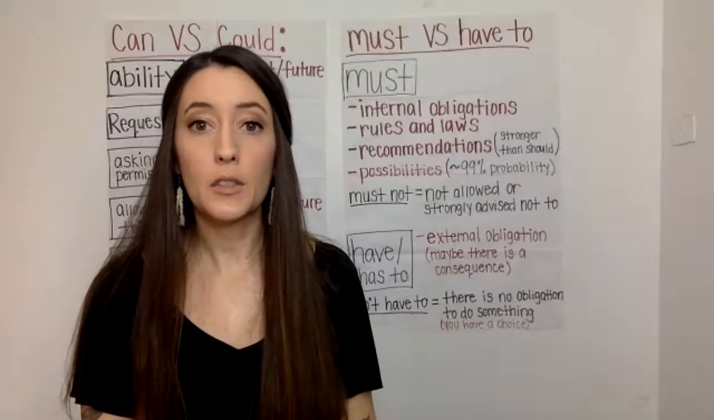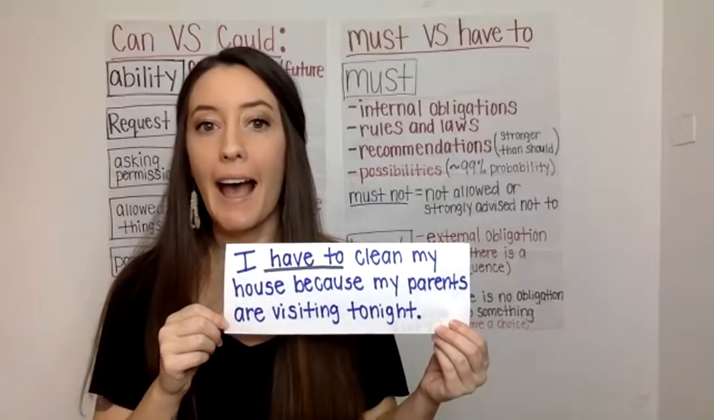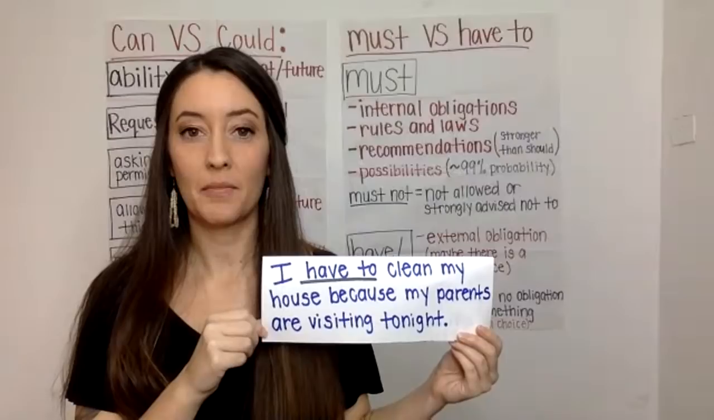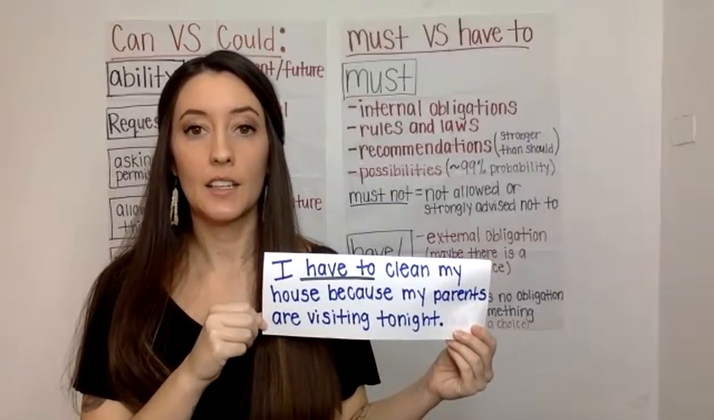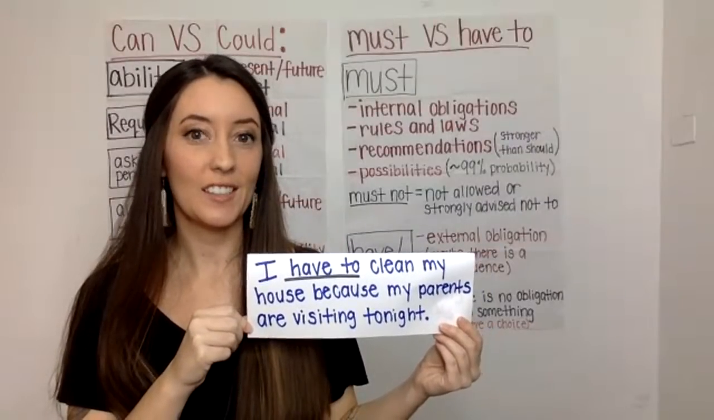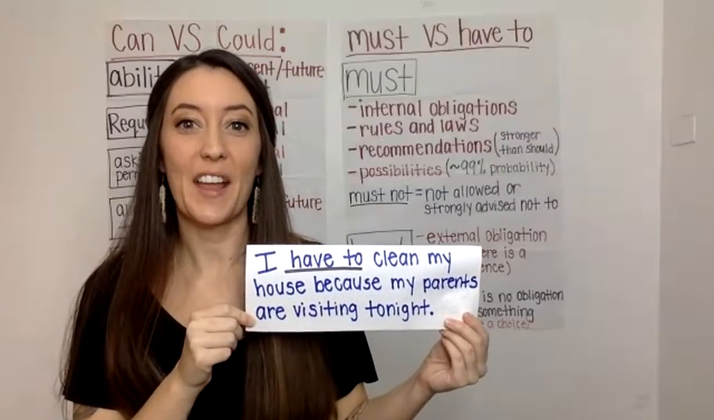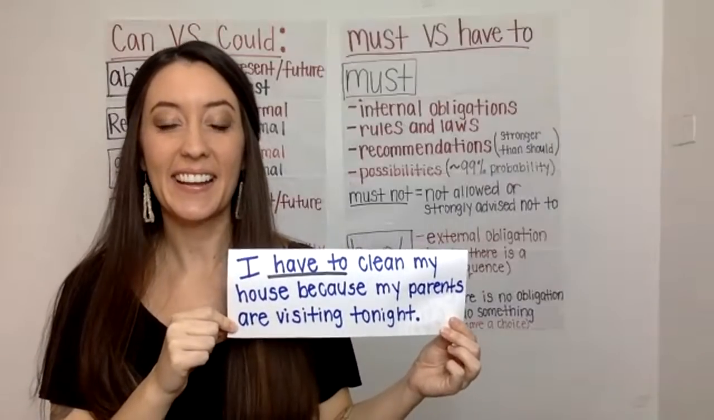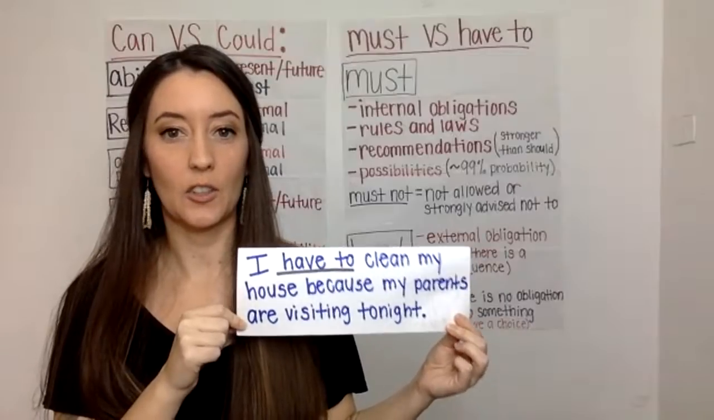However, if we use the same sentence with have to, you could say, I have to clean my house because my parents are visiting tonight. I have to clean my house because my parents are visiting tonight. So now there is an external obligation. What's the external obligation? It's that your parents are going to visit you. And so if you don't clean your house, they will probably tell you to clean your house, okay?